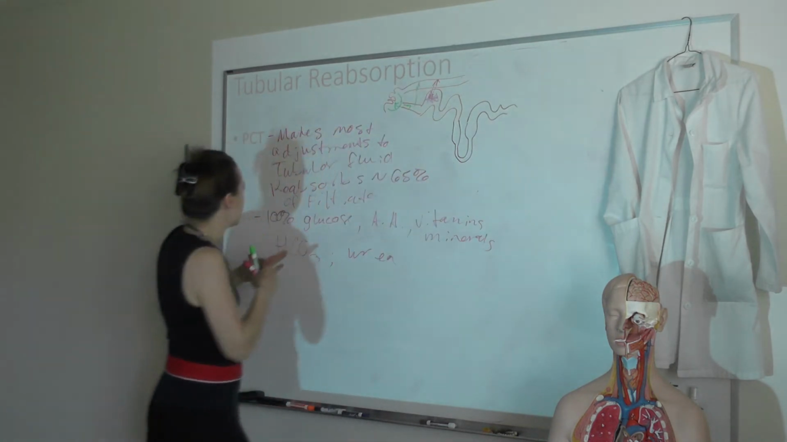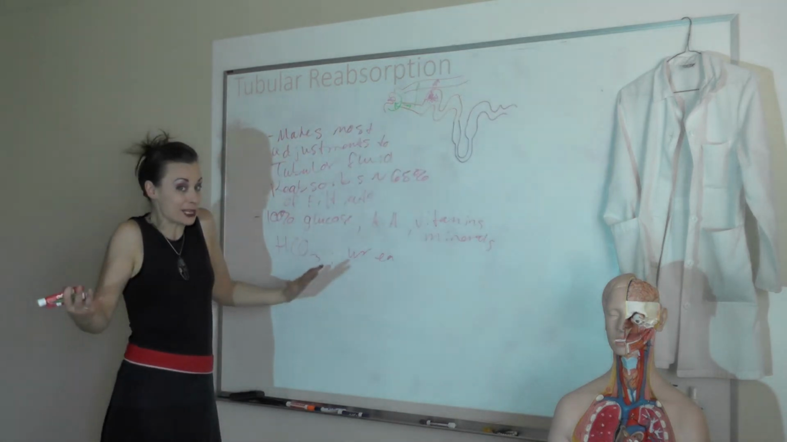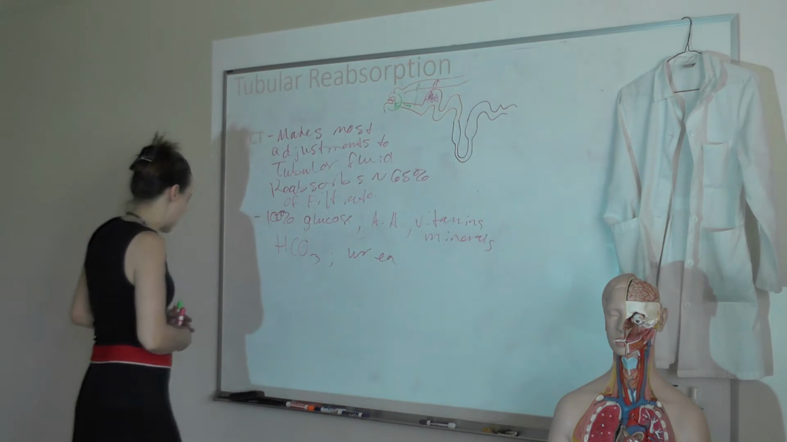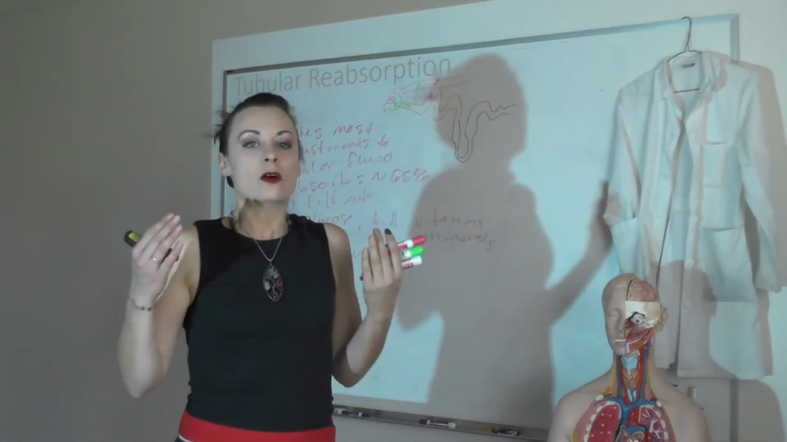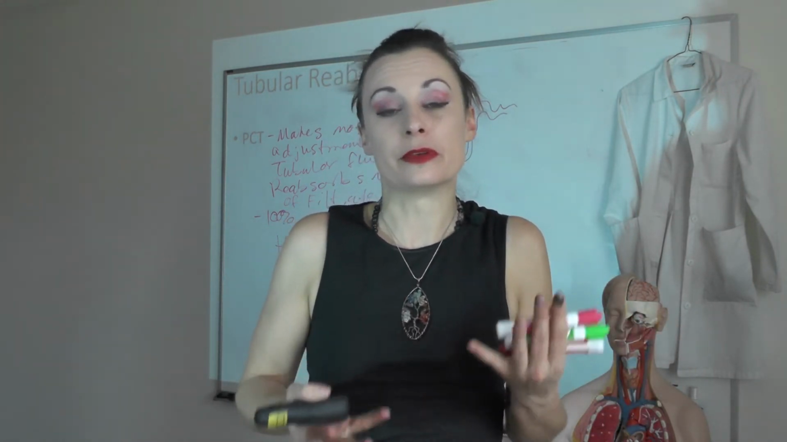But what we're doing here in the proximal convoluted tubule is bringing like 65% of it back. There's a lot in there that we need. So that's a big important job. So the proximal convoluted tubule is making most of the adjustments to urine. It's making like 80% of the adjustments to the fluid that's passing through so that your blood can have everything that it needs and so that we can be excreting everything that we need to in the urine.